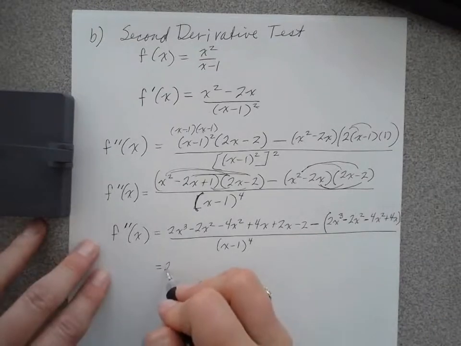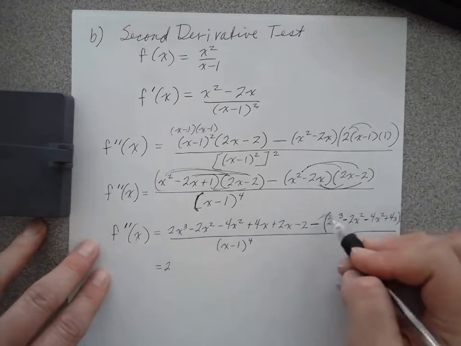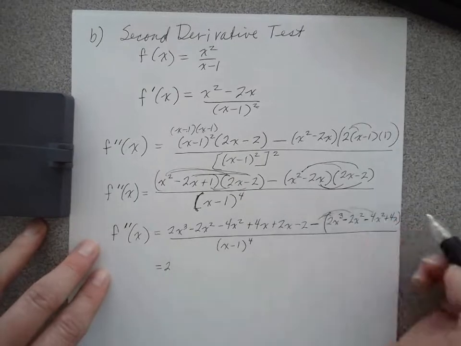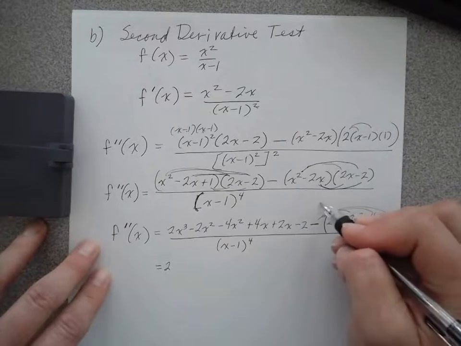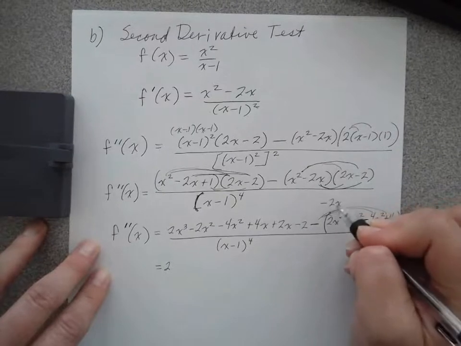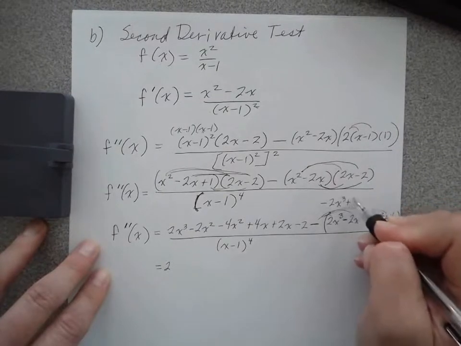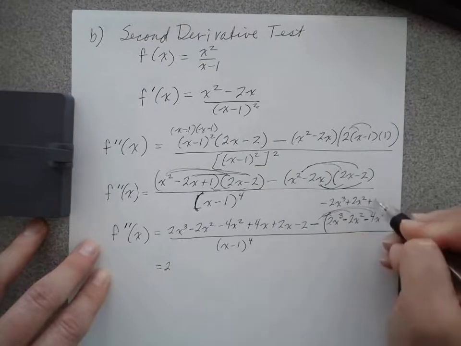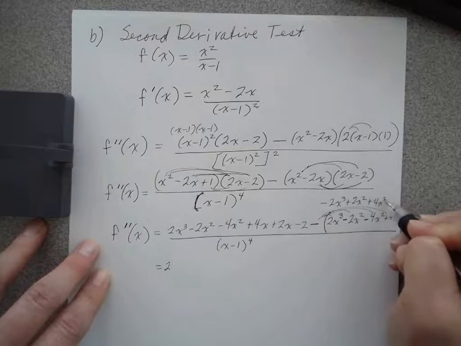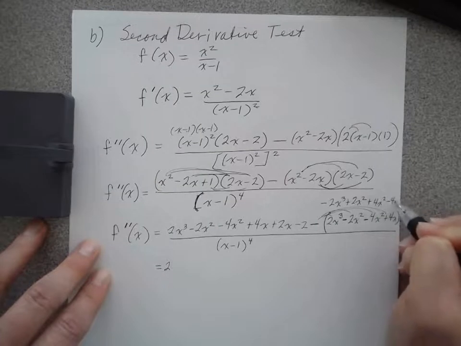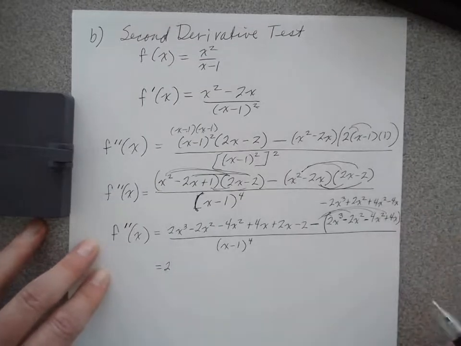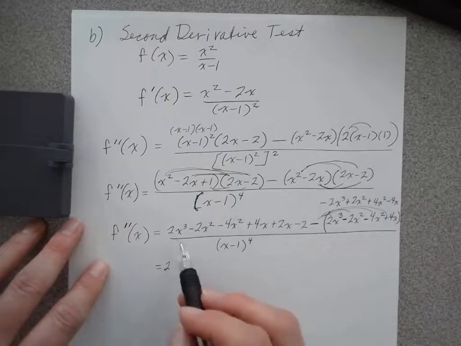All right, so we get 2, and I'm just going to go ahead and distribute this negative through up here on top. So this is going to be negative 2x cubed plus 2x squared plus 4x squared minus 4x. Okay, now let's go ahead and combine like terms in the numerator.